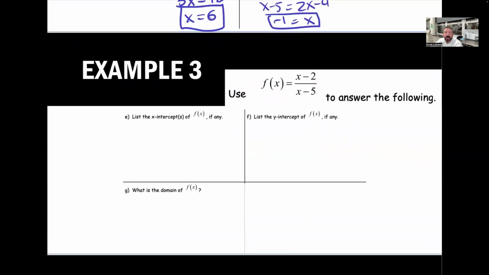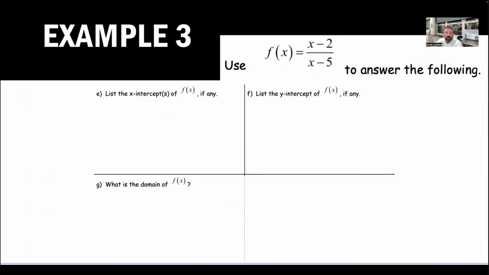All right, and then let's wrap up example 3 with a few more questions. What are the x-intercepts of f of x? Well, we don't have the graph, and we haven't learned yet how to produce this graph. So we're going to have to solve this. Well, x-intercepts happen when y equals 0. Well, f of x is 0, so let's set y, or f of x, equal to 0.